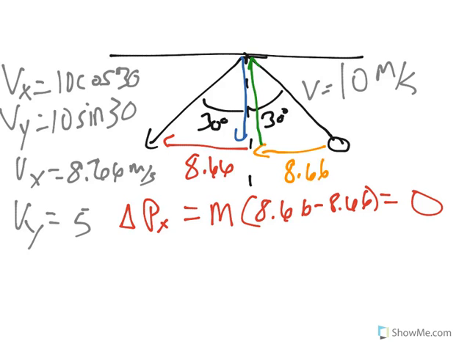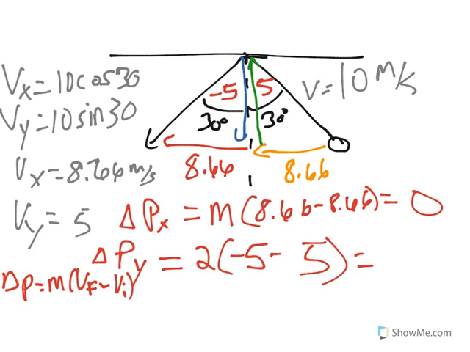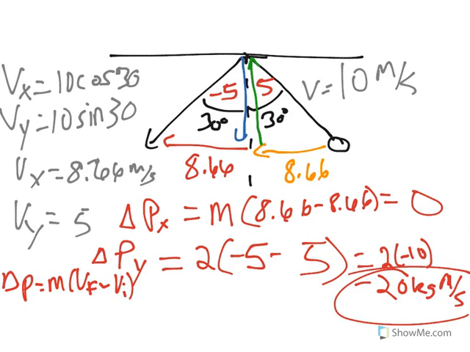Now, in the y direction, however, we do have some change. The mass, by the way, was 2 kilograms, and it comes in at 5 this way and comes out at 5 that way. So you notice that one is positive and one is negative. The final velocity is negative 5, and the initial velocity is positive 5. So we do change in momentum equals m times vf minus vi. That equals 2 times negative 10, or negative 20 kilogram meters per second. So your change in momentum in the x is 0, but your change in momentum in y is negative 20.